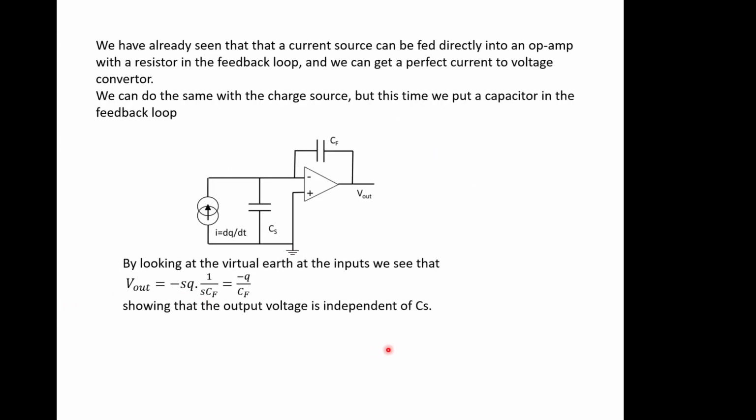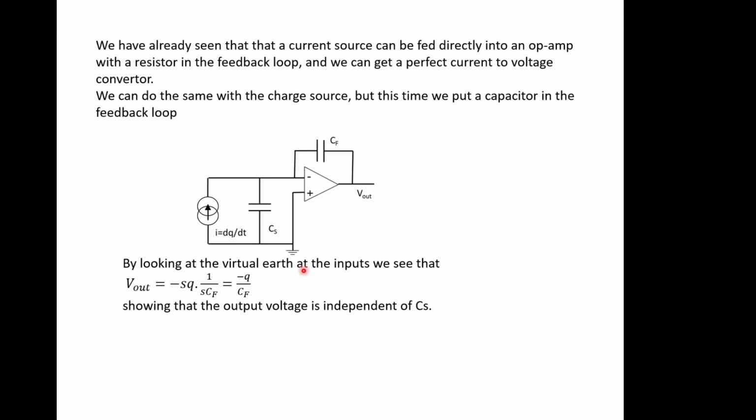So we've already seen that a current source, which is fundamentally what we've got now, can be fed directly into an op-amp with a resistor in the feedback loop, and we can get a perfect current to voltage converter. We can do the same with the charge source, but this time we just put a capacitor in the feedback loop instead of a resistor, and we touched upon that last week.